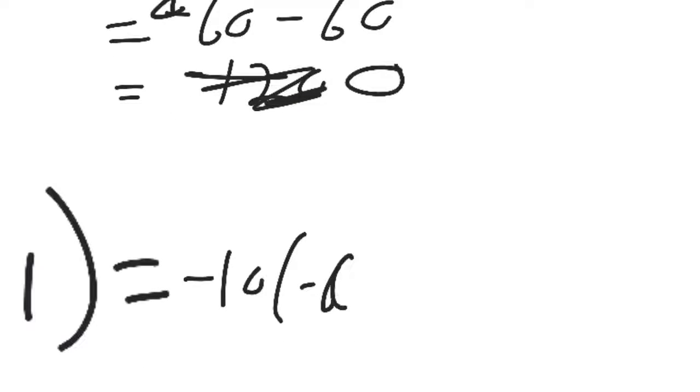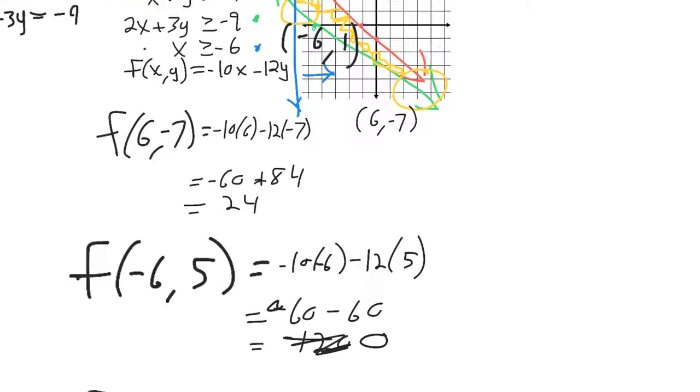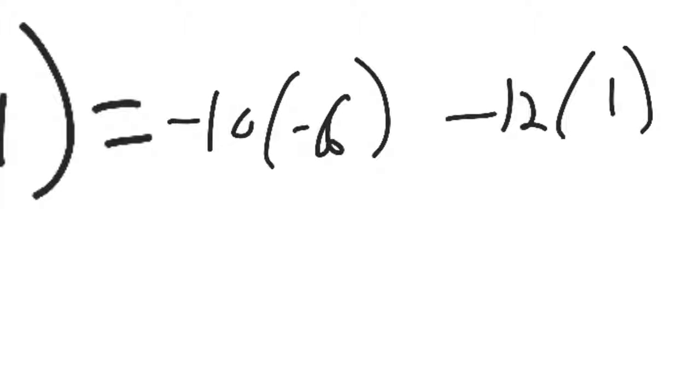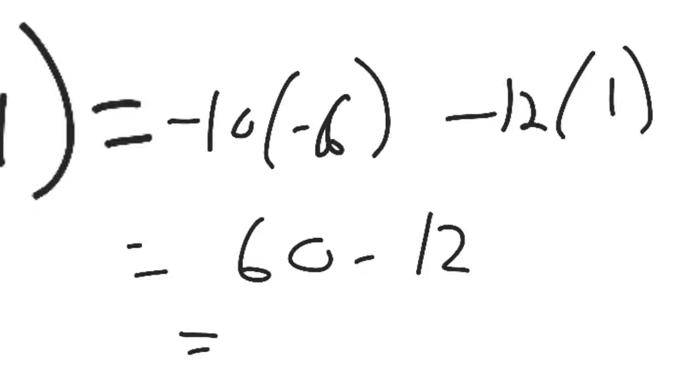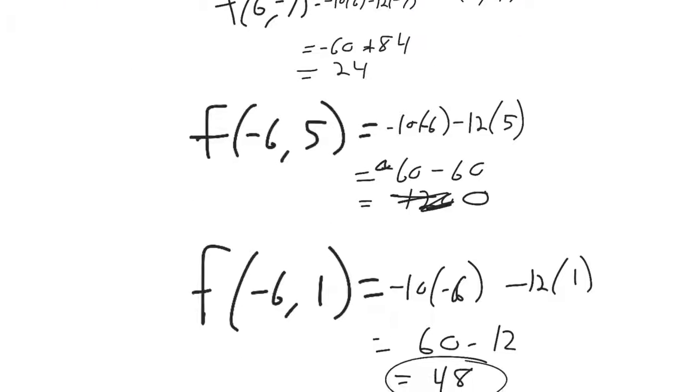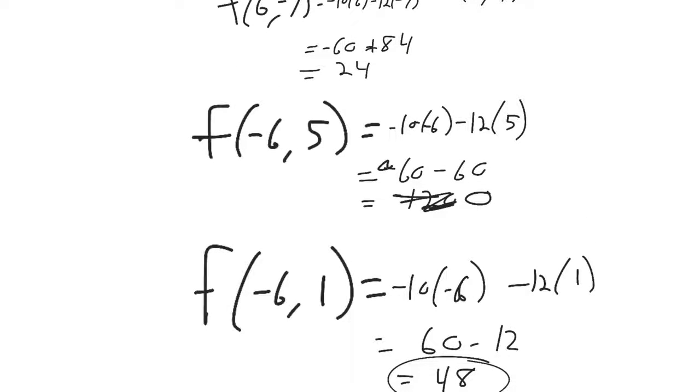Same thing down here. It's -10 times -6 subtracted by 12 times our y coordinate this time, which was a positive 1. So when you simplify this one, you get 60 minus 12. So it gives you 48. So there's our winner right there. -6, 1 is the maximum of these. We had 24, we had 0, and we had 48. So -6, 1 maximizes this relationship.